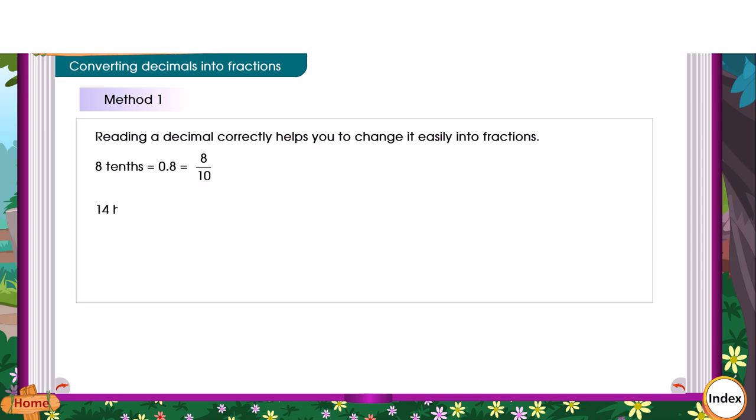Converting decimals into fractions. Method 1. Reading a decimal correctly helps you to change it easily into a fraction. 8 tenths is equal to 0.8, which is equal to 8 by 10. 14 hundredths is equal to 0.14, which is equal to 14 by 100. 1 and 6 thousandths is equal to 1.006, which is equal to 1 and 6 by 1000.